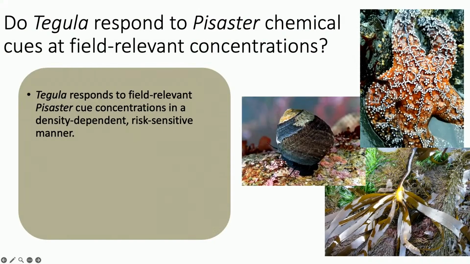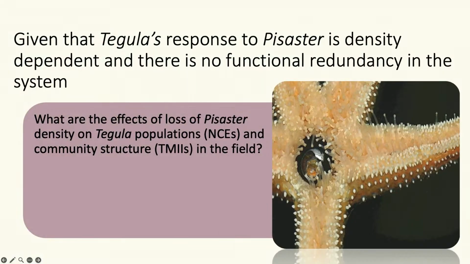So we can say pretty confidently that tegula can respond to these field realistic Piesaster Q concentrations in this sort of risk-sensitive manner. And so then the question becomes, given that tegula's response to Piesaster density is risk-sensitive, and there's no real functional redundancy in the system in terms of other predators that can drive these non-consumptive effects, how does natural variation in Piesaster abundance in the field influence the importance and magnitude of non-consumptive effects and trait-mediated indirect interactions out in nature?